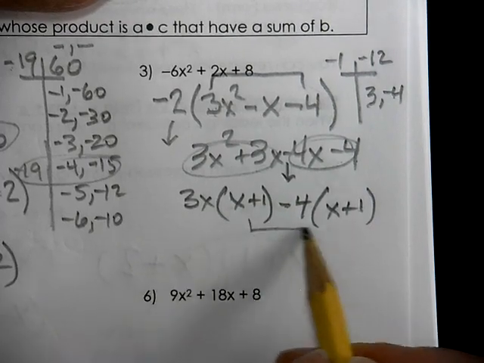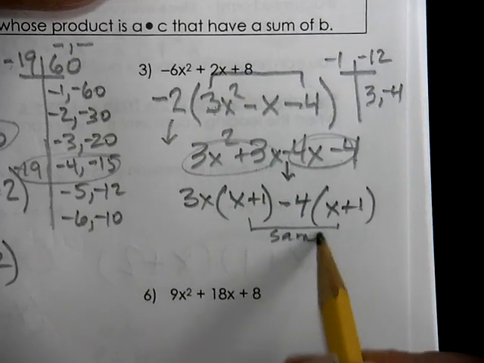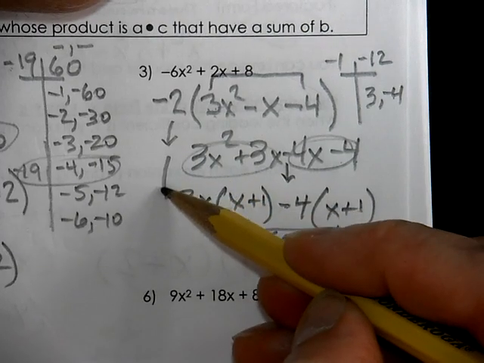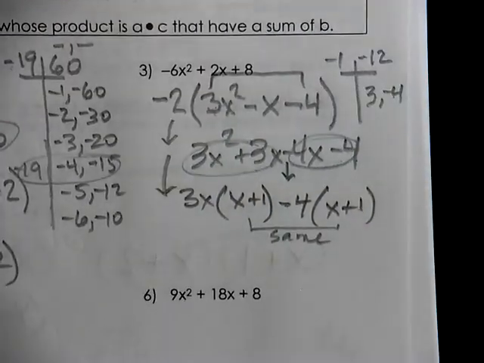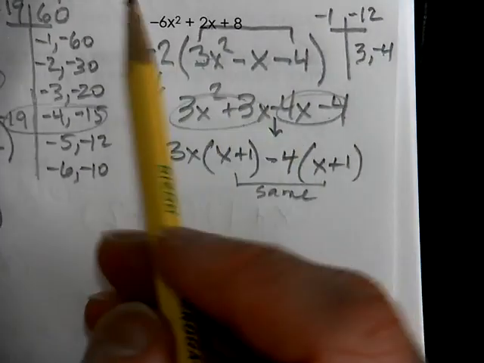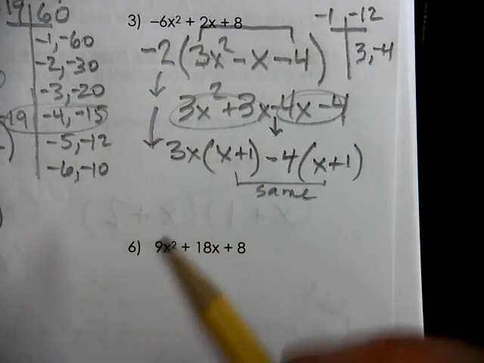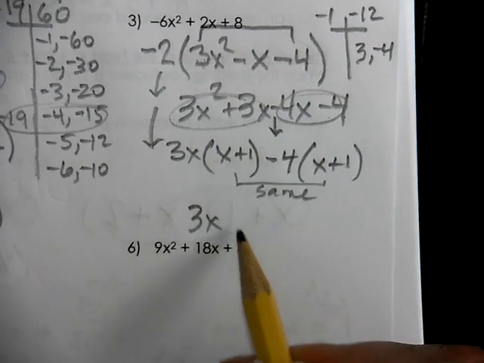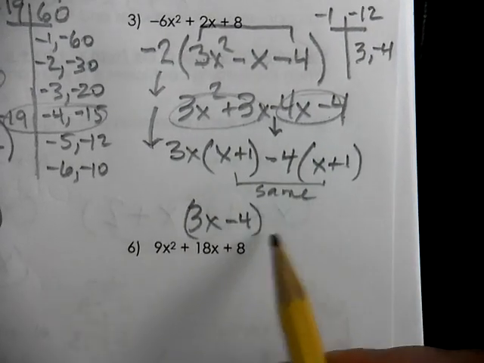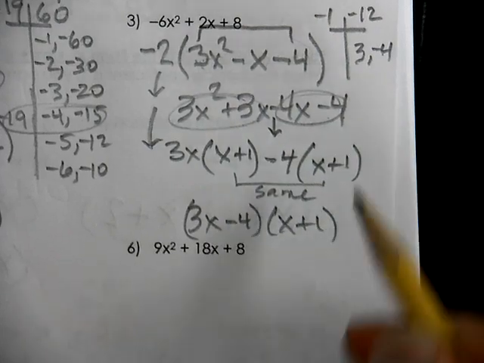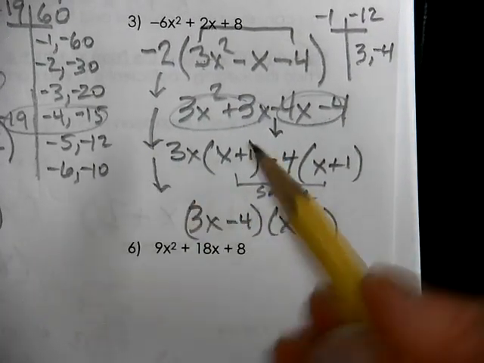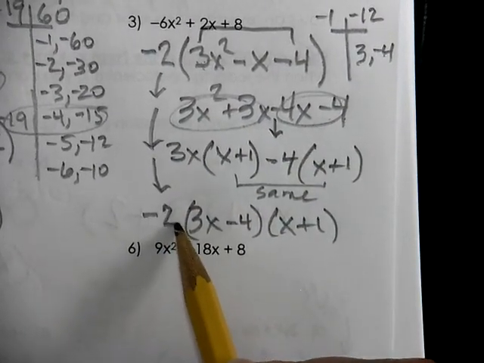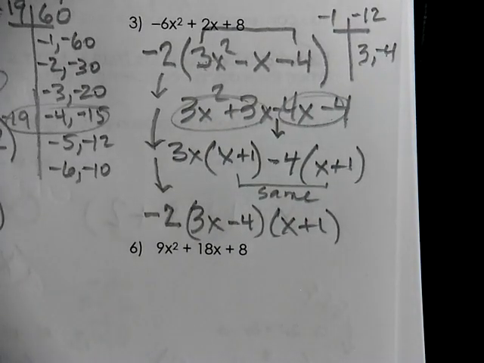The parentheses are exactly the same. I need to remember to bring my negative 2 down. If you want to physically write it as you come down, that's fine. My final answer has my 3x and my negative 4 with my x plus 1. And don't forget my negative 2. You must have the negative 2 there. You cannot throw it away.